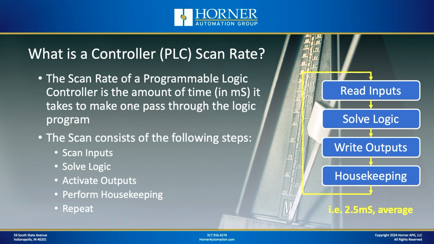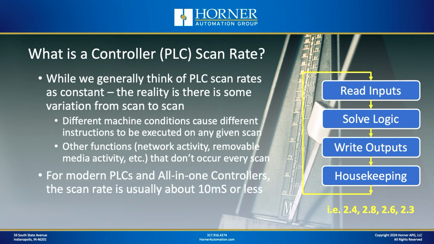As an example, your scan rate might be about 2.5 milliseconds, for instance. Now, generally, we think of PLC scan rates or controller scan rates as being constant. In other words, it always takes the same amount of time to go through the program. But that's not entirely true. And there's a variety of reasons why the scan can vary at least slightly from scan to scan.